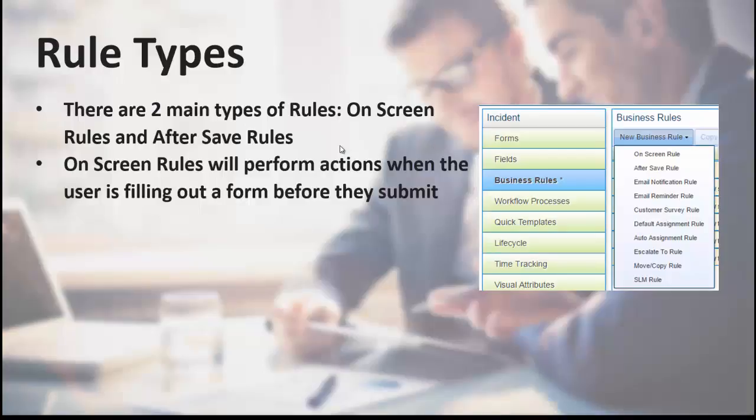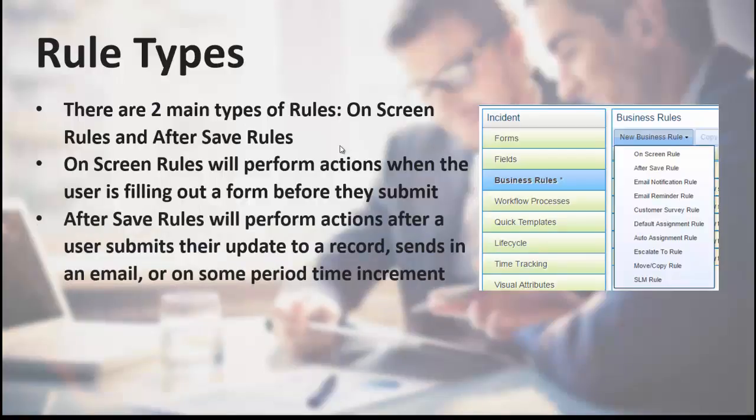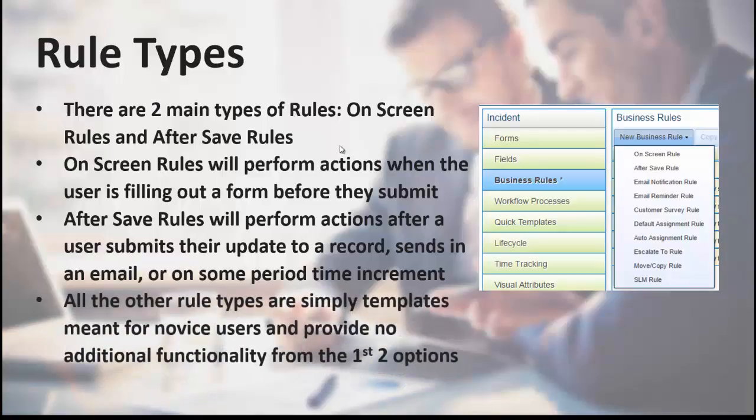On-screen rules are kind of as advertised. It performs actions on screen while someone's actually clicking around on the form. It's going to set fields or maybe bring up informational messages. After save rules are rules that are going to perform actions after someone's completed their update to the record. So maybe they're in the UI and they submitted their update, or they sent in an email, or maybe after a certain time increment has passed. All those other rule types you see are really just there to provide some basic rule templates for people that are novice, just to kind of show them, lead them through how to configure some basic rules. But in general, you're going to want to stick to the first two because you can accomplish everything with one of those two types.